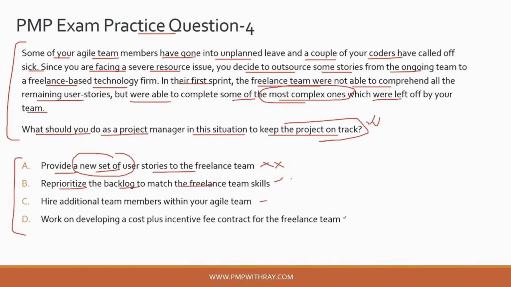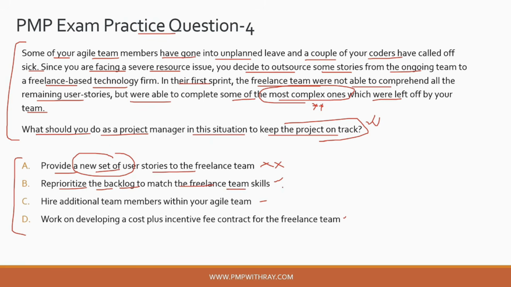Okay, now this is a very interesting one, because if you see here, the freelance team is already able to solve most of the complex items as part of story points which they have picked up in their sprint, right? So clearly there is a shift in terms of the skill set of this freelance team versus your core agile team, right? So it makes perfect sense to reprioritize the backlog to match the freelance team skills.